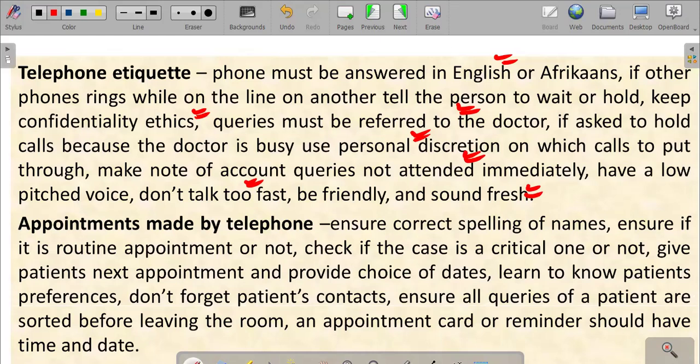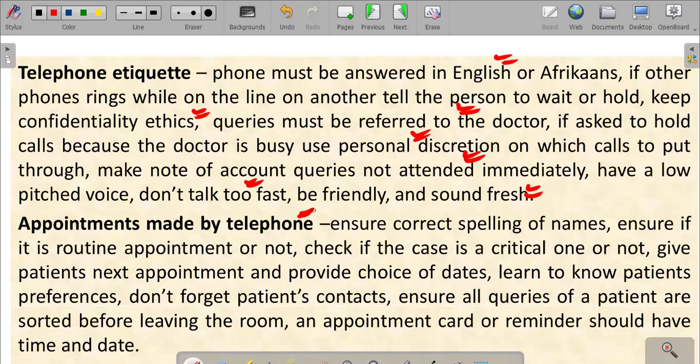When you are on the front desk there must be liveliness. There must be a soft and good voice that also shows friendliness. So what we are saying is that it is always important that the medical secretary has those telephone etiquettes, those telephone manners that are expected of him or her. And then appointments made by telephone.